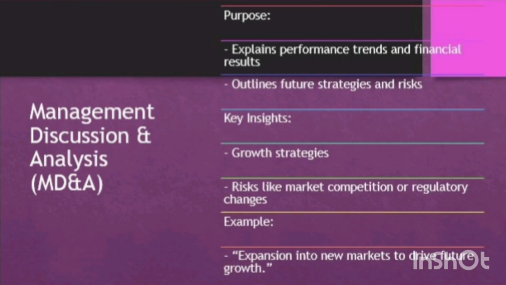Now that you have understood the financial health, let's look at the next important section, the management discussion and analysis. This section is where the company's management provides context for the numbers in the financial statements. They discuss the factors affecting performance, strategy for growth, and the risks they face. What to focus on? Look for the company's strategies for future growth, any change in market conditions, and risks like competition, regulatory changes, or economic downturns.